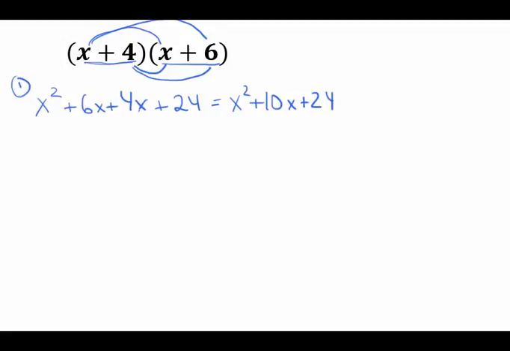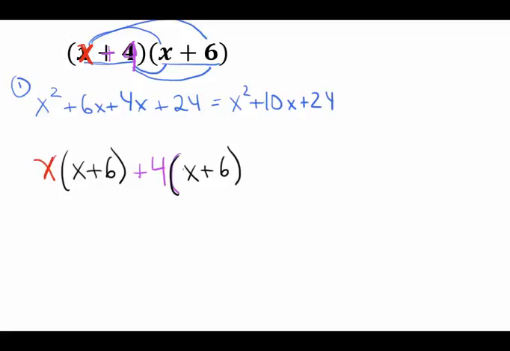Now notice this method right here, it's essentially using the distributive property twice. Let me use these different colors here. If I have an x and then I have a 4, one way that I can rearrange what just happened is I can rewrite it as x times x plus 6, and then I'm just going to add 4 times x plus 6. So it's as if this x will be distributed to the x plus 6, and this 4 will also be distributed to the x plus 6, okay?